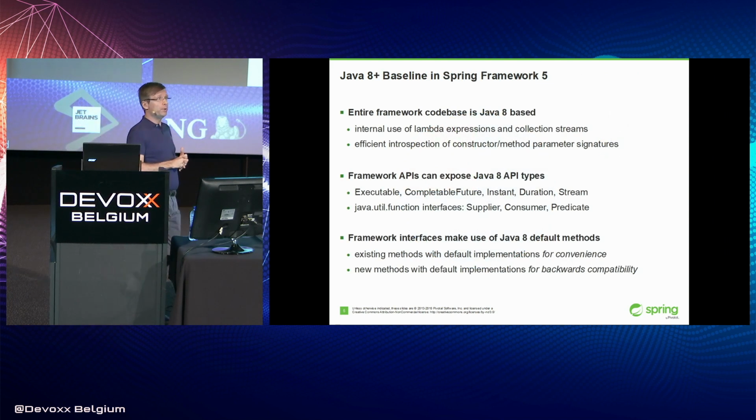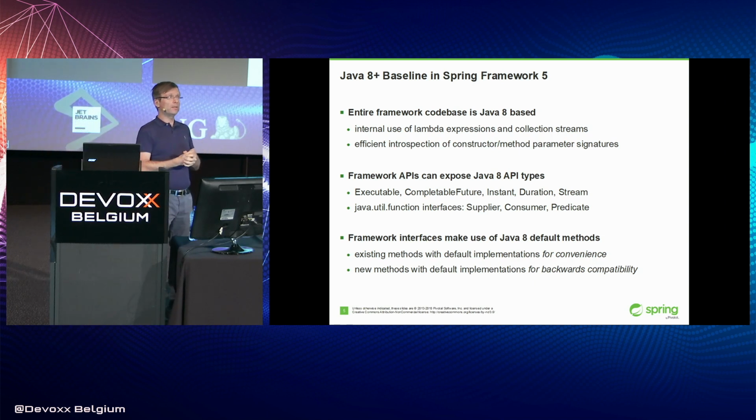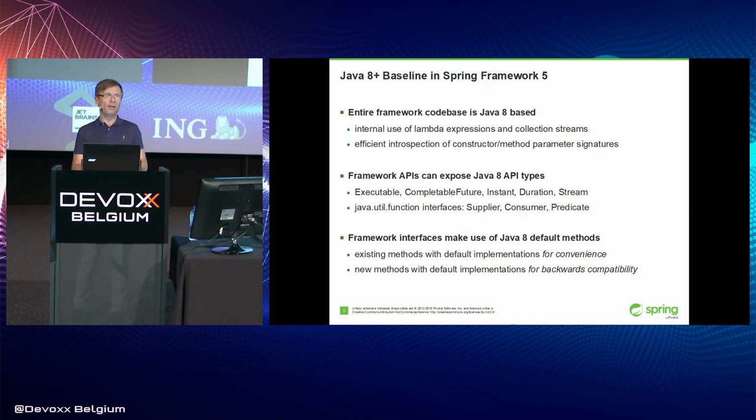Spring Framework 5, we took the opportunity to skip Java 7. So there's no Java 7 baseline Spring release, just a Java 8 baseline now. We jumped from a Java 6 to a Java 8 requirement. The entire framework code base is Java 8 based. And we really mean this. It's not just that it's being compiled with Java 8.